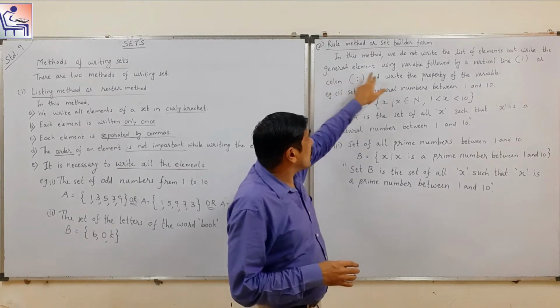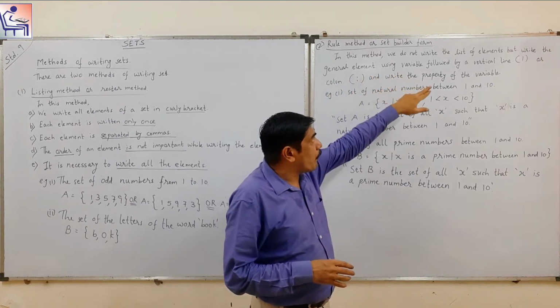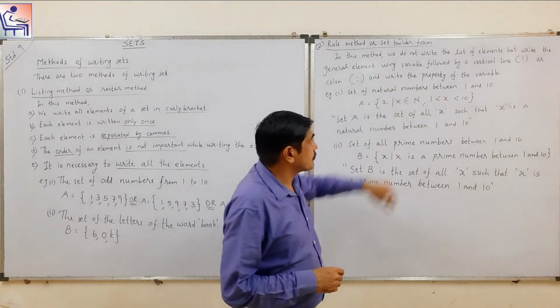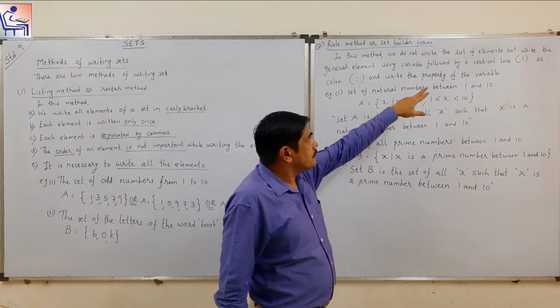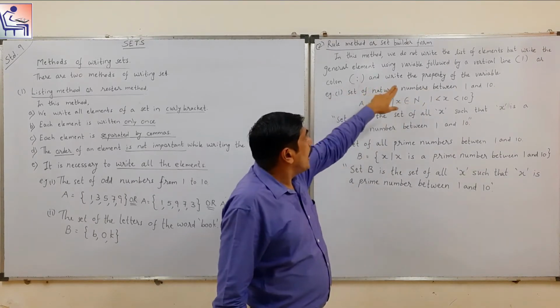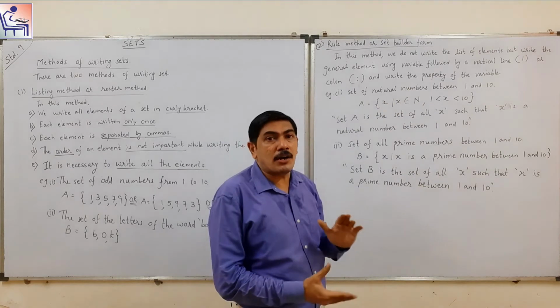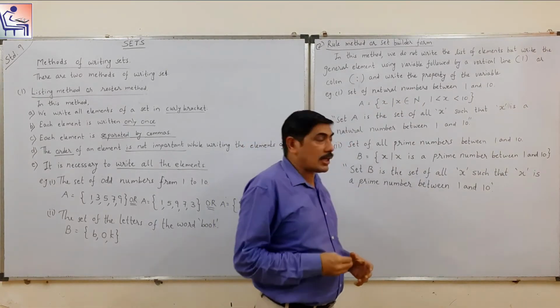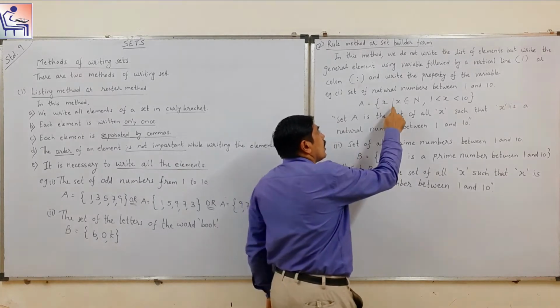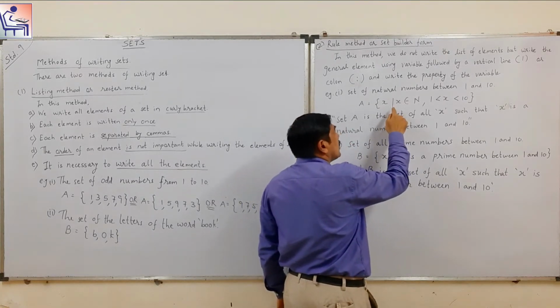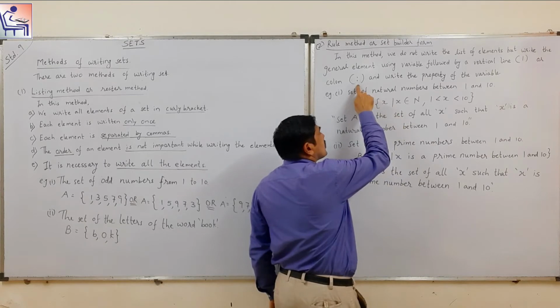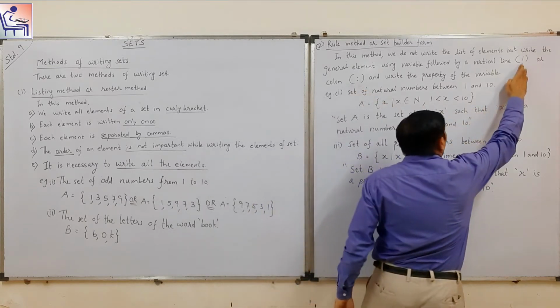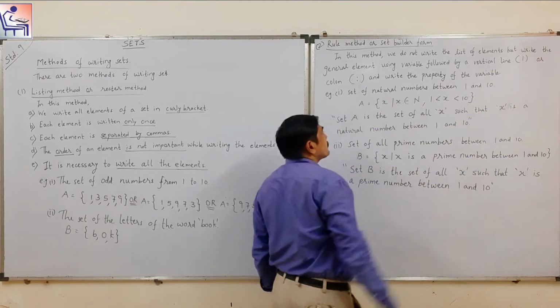But write the general element using variable followed by a vertical line or colon and write the property of the variable. So जब हम लोग set लिखते हैं तो या तो फिर हम यहाँ पे vertical line करते हैं या तो colon. So this is the sign of colon and this is the sign of vertical line.